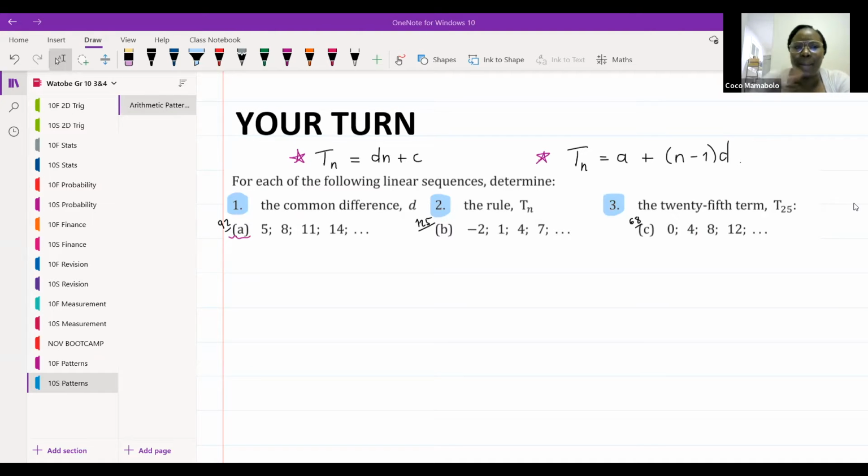Offensive, that was quick. Did you also find T25? You must remember to also find T25.